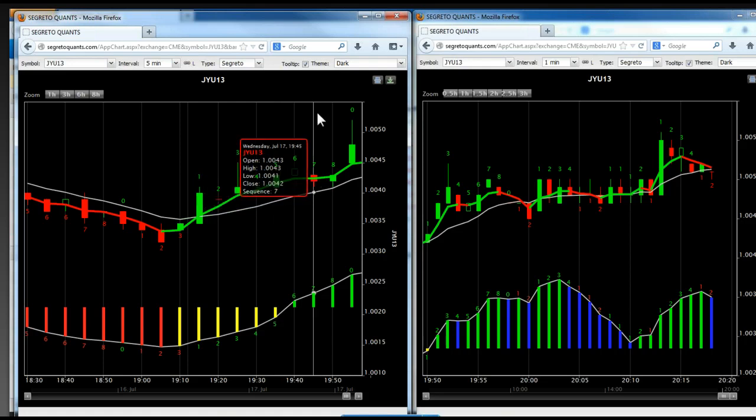Okay, Rosemary, you asked, how did I put on the tooltip? You see this right up here? You can check that or uncheck it. Over here to the right, you can also change your screen from dark to light. I happen to like dark because I look at white screens all day long.